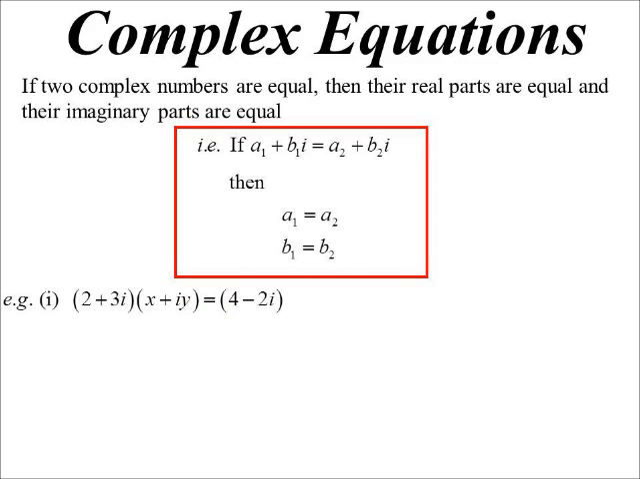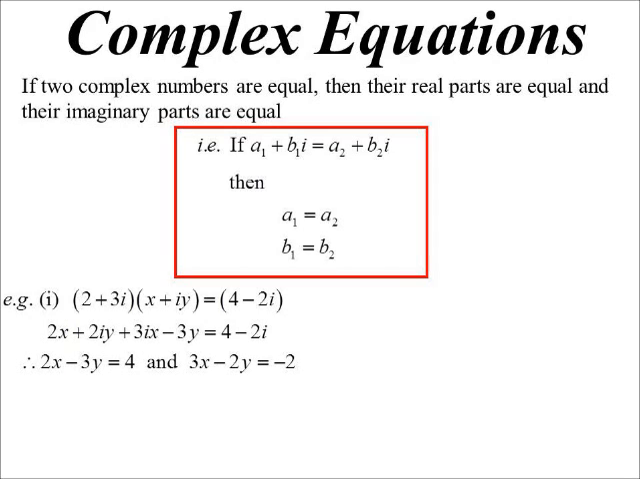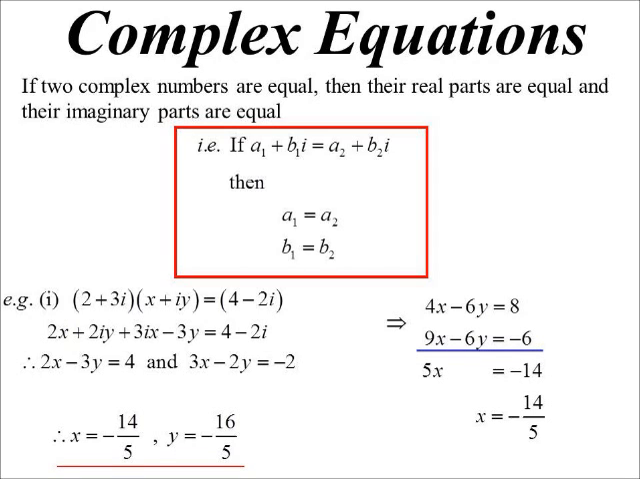So here's a very simple one, I suppose. I could do it a couple of ways. I could expand the left-hand side out, or I could divide by the 2 plus 3i. However, I want to make the x plus iy by itself. I've expanded the left-hand side out, and so I end up with two simultaneous equations. 2x minus 3y ends up being 4, because the real part must equal the real part, and 3x minus 2y is minus 2. Imaginary part must equal the imaginary part. Solve my simultaneous equations, and I get a value for x, and subbing back in a value for y.